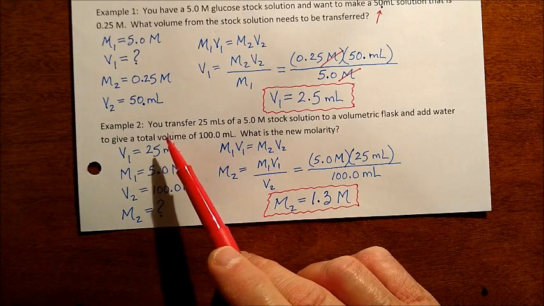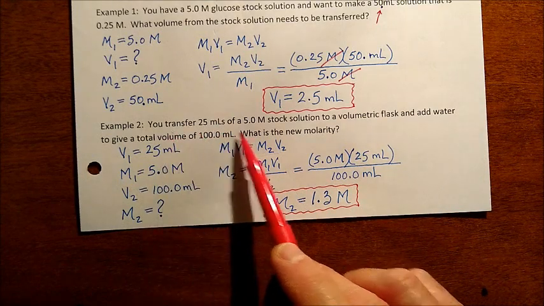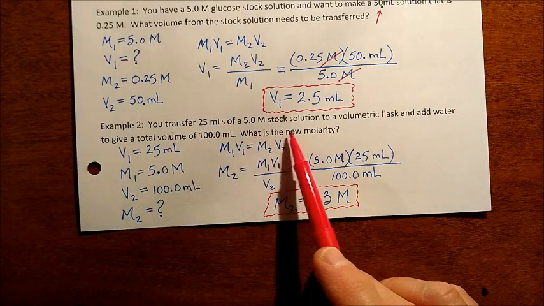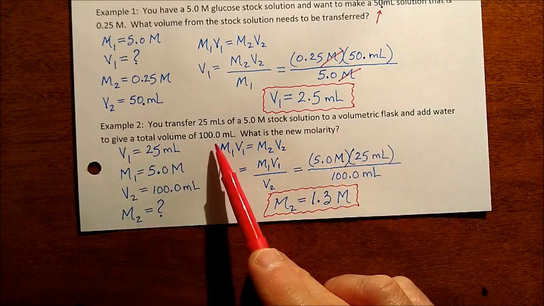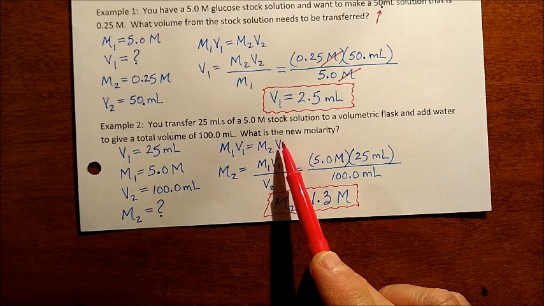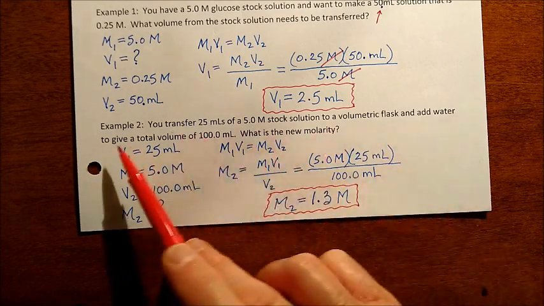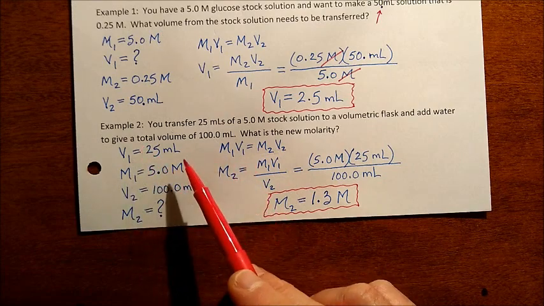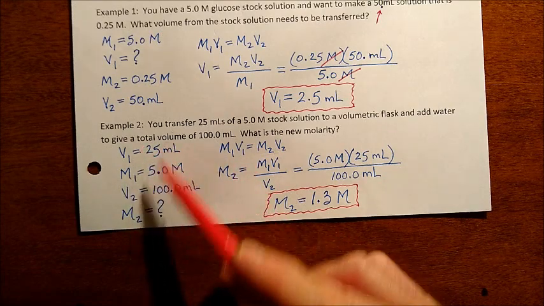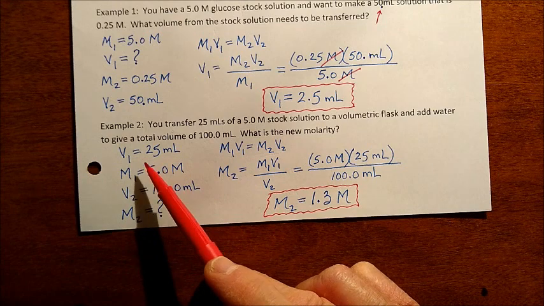Here's another problem. You transfer 25 milliliters of a 5 molar stock solution to a volumetric flask and add water to give a total volume of 100 milliliters. What's the new molarity? So again, you have to really read these carefully. But if you do, you shouldn't have any trouble setting up your known information. So what's your known information?